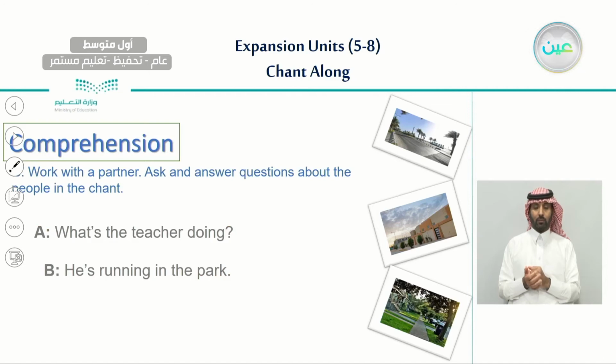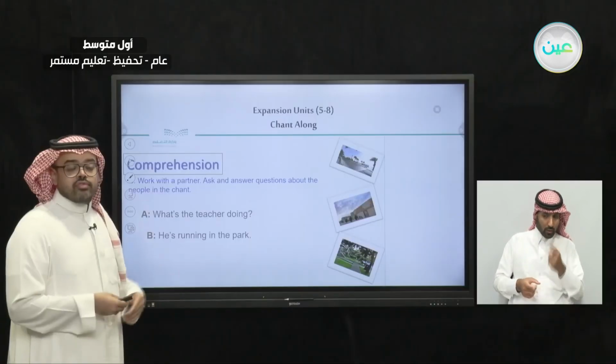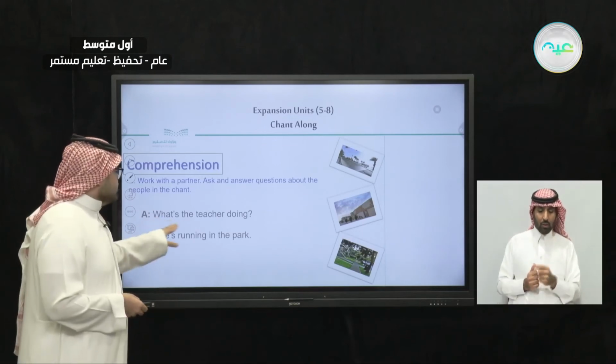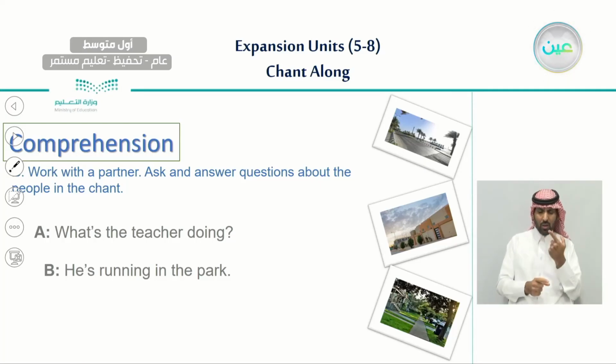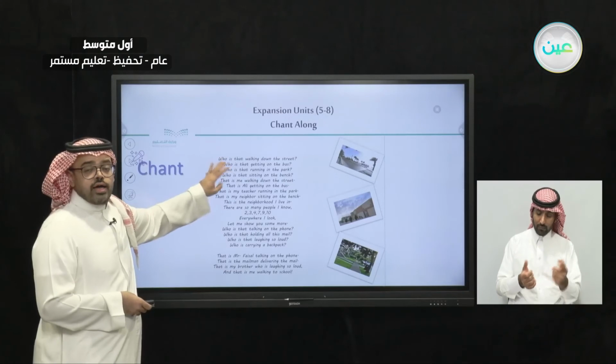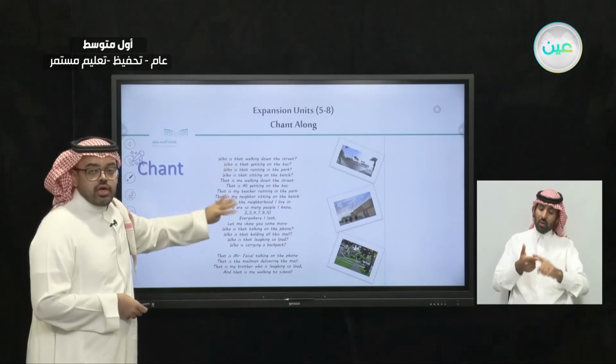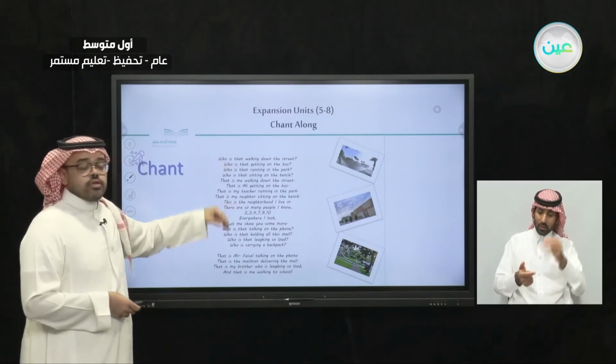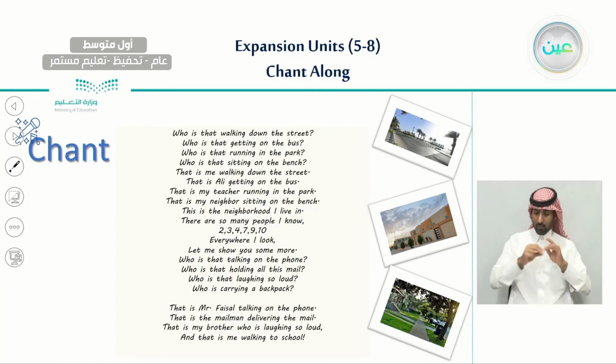Now, work with a partner, ask and answer questions about people in the chant and ask exactly what they are doing. Here we have an example. What is the teacher doing? He is running in the park. And you see how this chant is divided? The first 4 lines are questions. The other 4 lines are answers. So here we can choose a question and we can choose an answer and make more examples.